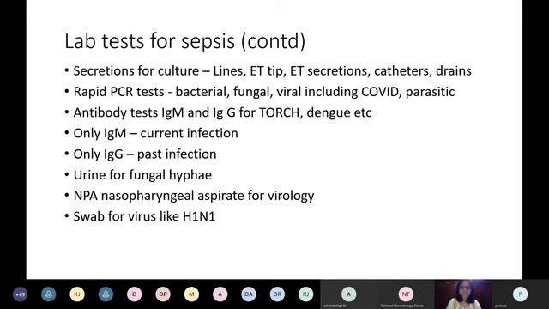And to simplify everything, if only IgM is positive, it's a current infection. If only IgG is positive, it's a past infection, so the baby is not infected as of now. If both are positive, it is still a current infection and the baby is trying to fight the infection and mount a response.